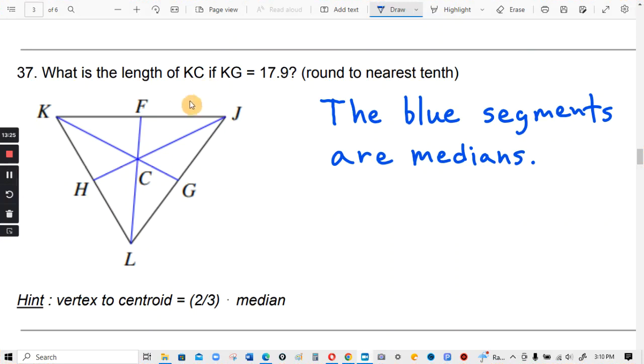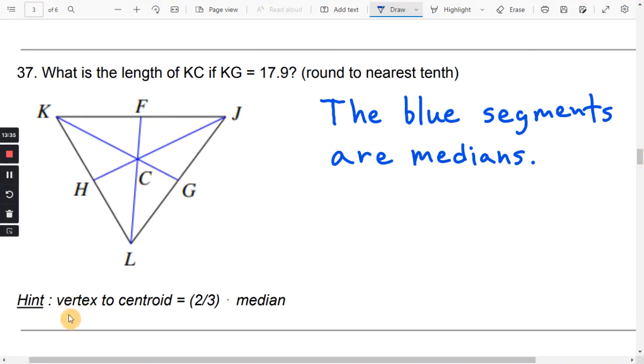All right, length of KC right here. If KG is 17.9, the blue segments are medians. Okay, if these are medians, the formula vertex to centroid equals 2/3 times the median. KG is the whole thing here from K to G. That's 17.9. The point where the medians meet is the centroid. And if you go from vertex to centroid, that is going to be 2/3 of the whole thing. So this is KC right here.